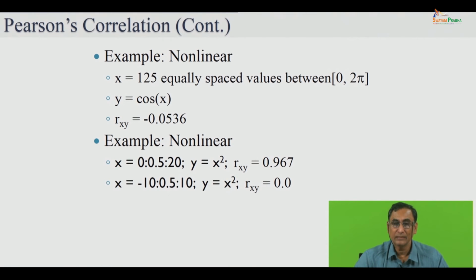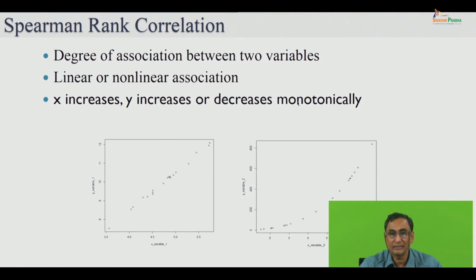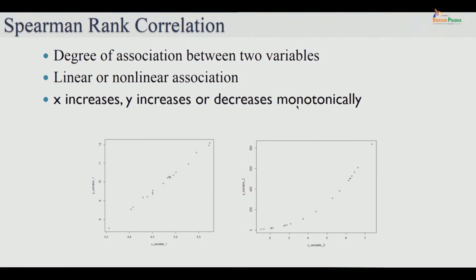So let's look at other correlation coefficients. You should note that Pearson's correlation coefficient can be applied only to what we call not ranked variables, not ordinal variables, but real valued variables like we have here. So let's look at other correlation coefficients that can be applied even to ordinal variables. Now here's a case where we only look for degree of association between two variables, but this time the relationship may be either linear or non-linear.